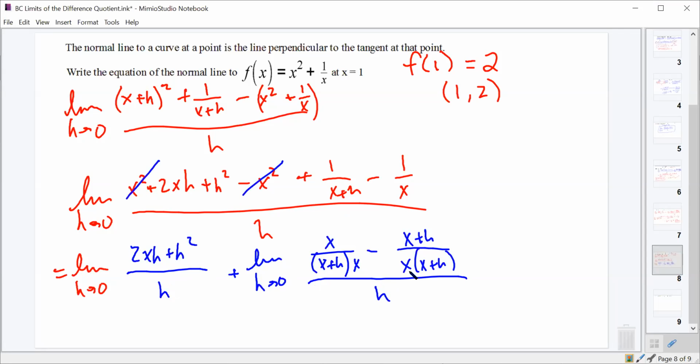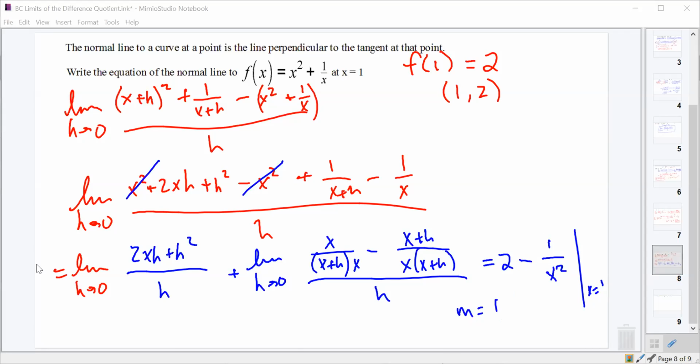And the first piece of it becomes what? H's cancel, and as h goes towards 0, that just becomes 2x. And we already did this one a little bit ago. So what did this one come out to be? Should be minus 1 over x squared. Everybody good with that? Which we will evaluate at x equals 1. And that tells us that the slope is 2 minus 1, or our slope is 1.